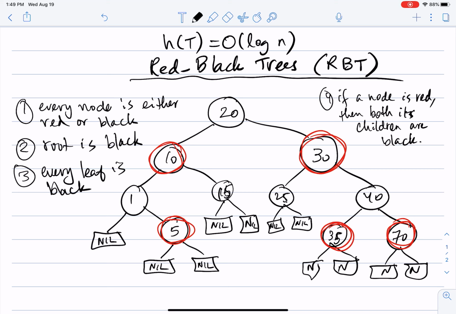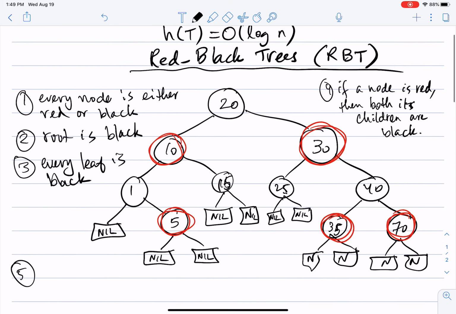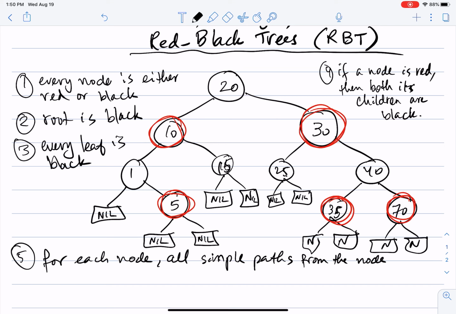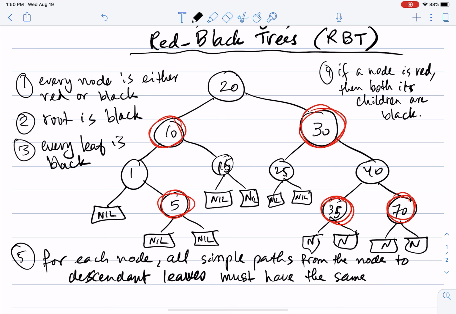The fifth property is that for every node, all simple paths from the node to descendant leaves must have the same number of black nodes.